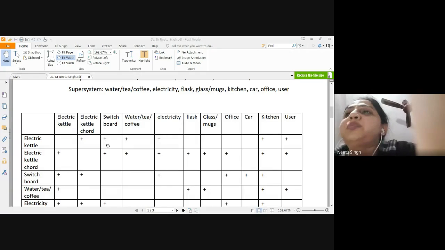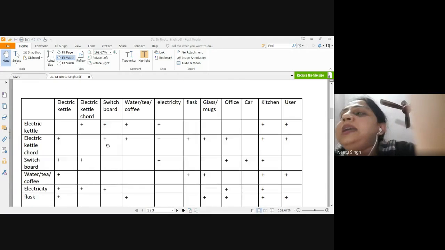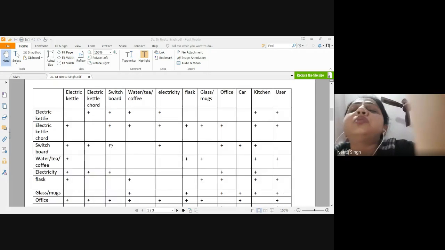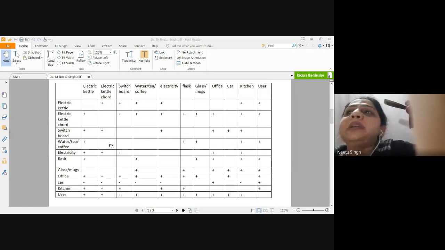of this problem. So I have drawn an interaction matrix over here. The plus sign shows the interaction between system and subsystem. The problem here is that the user is interacting with many things, for example the electric kettle, cord, and switchboard, which we do not find at every place, or it's very clumsy, and we cannot get them at every place.